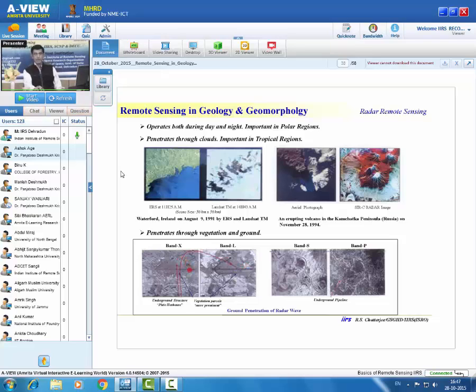So in this case, what happens here? The metal rod covered by vegetation is not visible in case of X band, but when you are using L band, it penetrates through vegetation, so you can detect the metal rod underneath. Like in this case, I'll bring an example here.